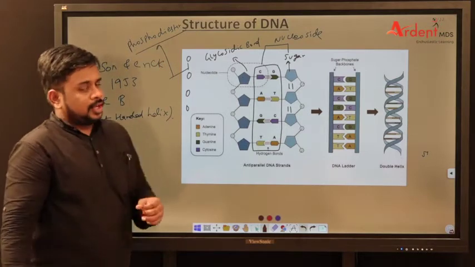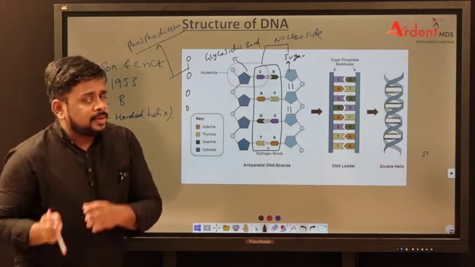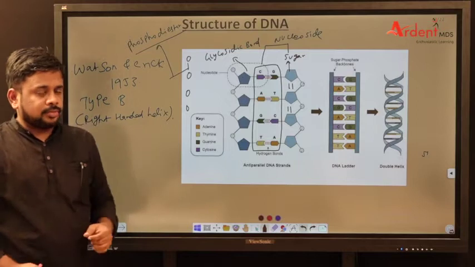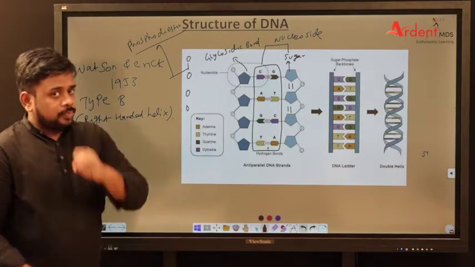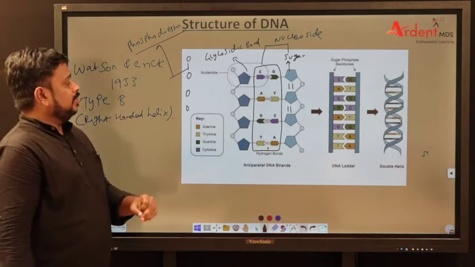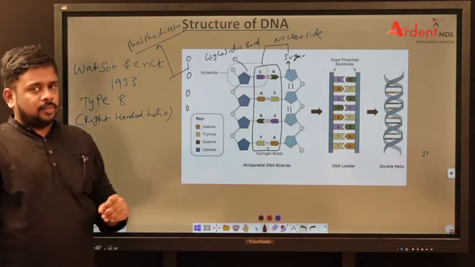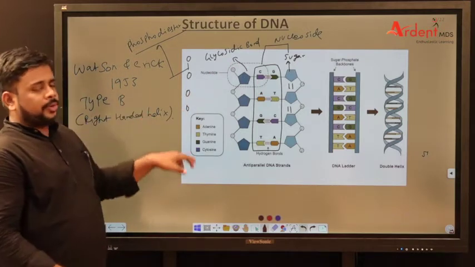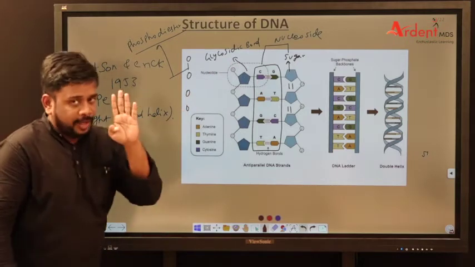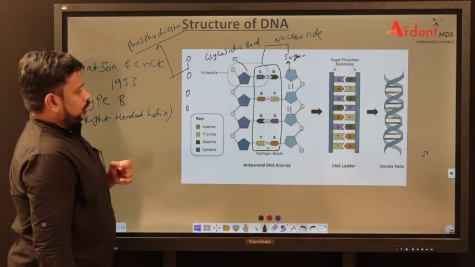Phosphodiester bond. So there are four types of bond which you have to know. Number one, in between the purine and pyrimidine, you have a hydrogen bond. Number two, in between the bases, you have a van der Waals force. In between the nitrogen base and a sugar, glycosidic bond. In between the nucleotides, you have a phosphodiester bond. Clear?